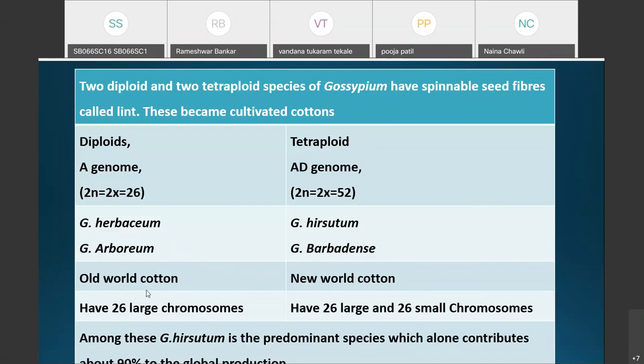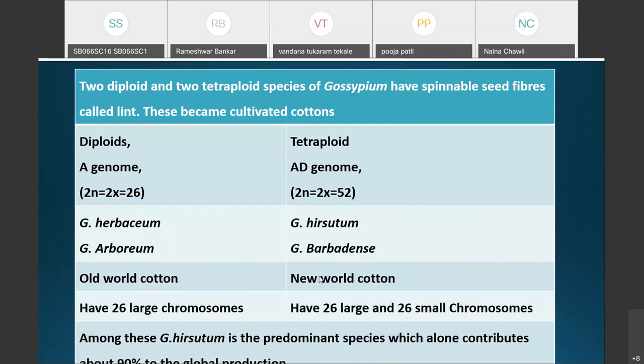Here you can see these diploid species have 26 large chromosomes, while the tetraploid species have 26 large and 26 small chromosomes.